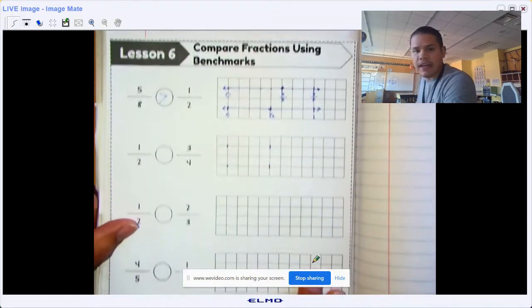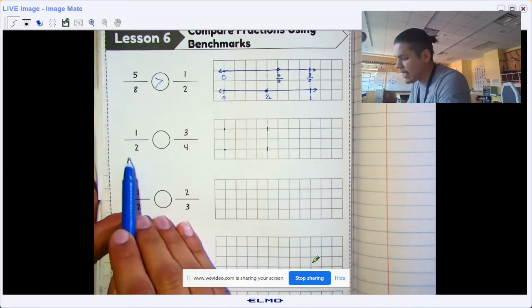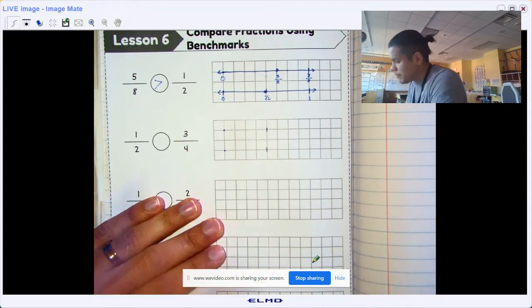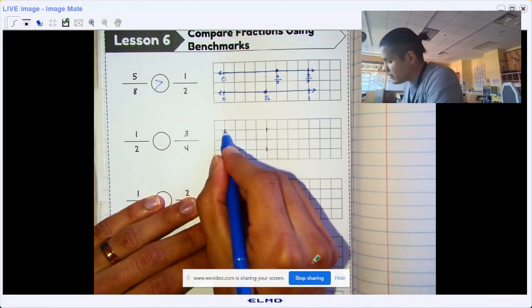All right, let's take a look at the next example where we have 1/2 and 3/4. Now I know that 1/2 is my benchmark fraction, so I need to make 3/4. I'm going to find my starting point on my graph paper.